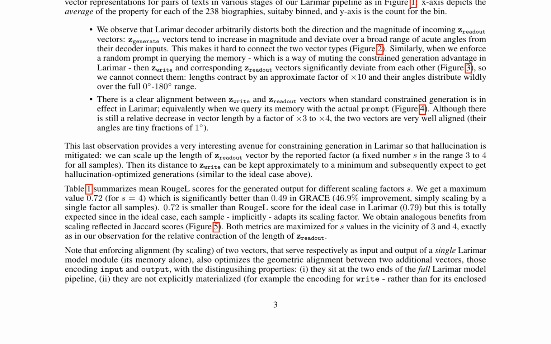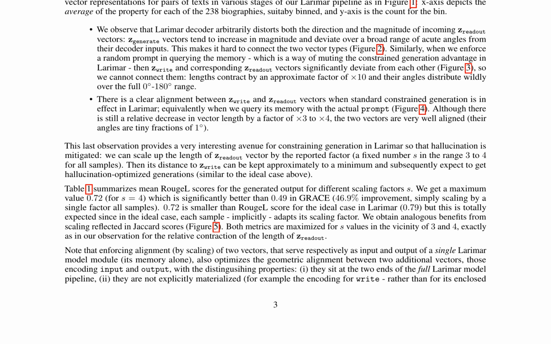However, when standard constraint generation is in effect, there is a clear alignment between Z-right and Z-readout vectors. Scaling up the length of Z-readout vectors by a fixed factor can minimize their distance to Z-right vectors, leading to hallucination-optimized generations. Table 1 summarizes the mean Rouge L scores for generated output with different scaling factors, with a maximum value of 0.72 achieved for a scaling factor of 4, significantly better than Grace.